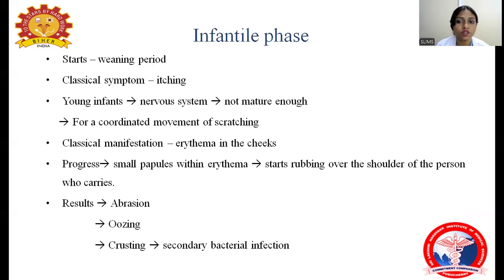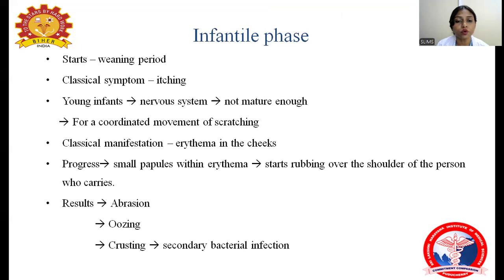Now, coming to the infantile phase. The infantile phase starts during the weaning period of the newborn, and the classical symptom is itching. When the infant is a neonate, the nervous system will not be very well developed, so the baby will not have a coordinated movement of scratching. So the only clinical manifestation can be an erythema, which will be bilateral and present over the cheeks.